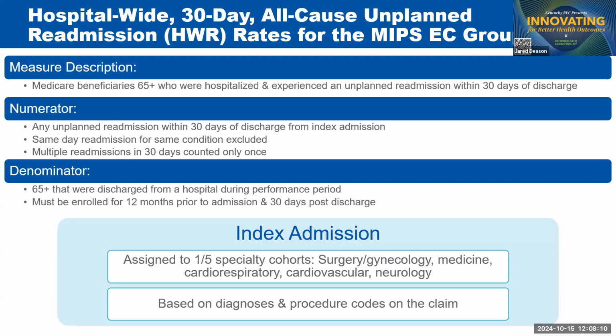For your numerator, patients are included if they experience any unplanned readmission within 30 days of discharge. Planned readmissions do not count towards this measure, and only one readmission is counted if there are multiple that occur within that 30-day period. Same-day readmissions for the same condition as the index admission are excluded. If they were to come in with another condition, they could be counted. Index admissions are categorized into specialty cohorts based on their diagnosis and procedure codes used. This enables risk adjustment and the monitoring of standardized readmission ratios.